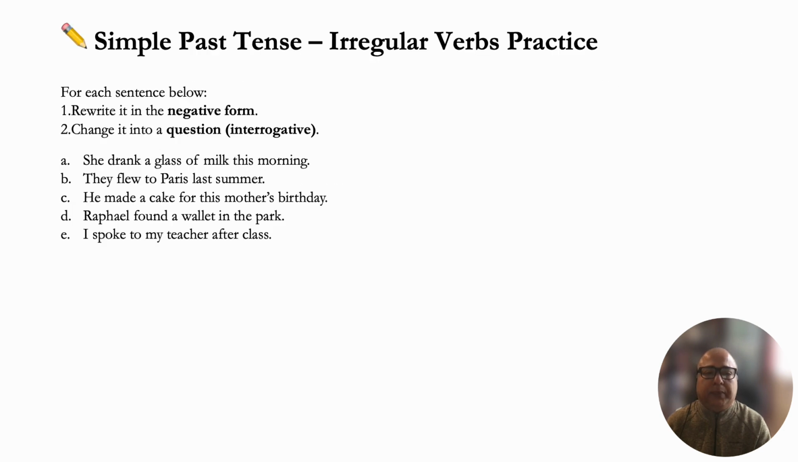Right? Okay. So now again, we're going to do one more exercise. This is practice in irregular verb tenses. So for each sentence below, again, I have given you 5 sentences. I need you to rewrite them in the negative form and then change them into a question. She drank a glass of milk this morning. Now, since you did the exercise before, something similar, I need you to do this by yourself, okay? So read the sentences, write the answers. For A, do both, write the negative form and the question form.